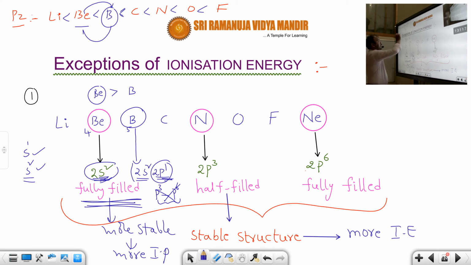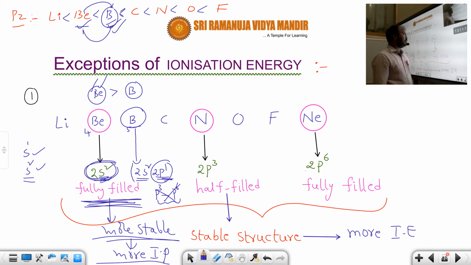But in the general trend, which should have more ionization energy compared with beryllium? Boron, because from left to right along the period, ionization potential values increase. So we expected boron to have more ionization potential than beryllium, but the experimental evidence shows that beryllium has more. How can I explain this? Compared with boron, beryllium is more stable because in its valence shell the s orbital is fully filled. Whenever a fully filled structure is present, it is more stable, and when it is more stable, it has more IP.